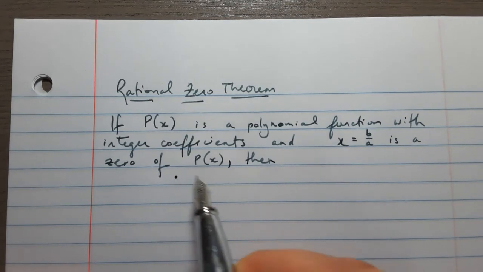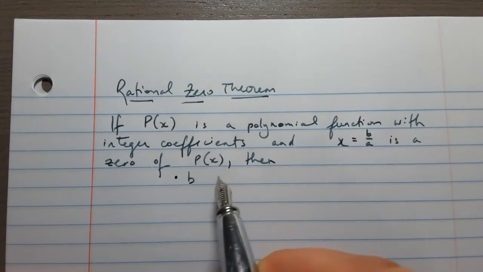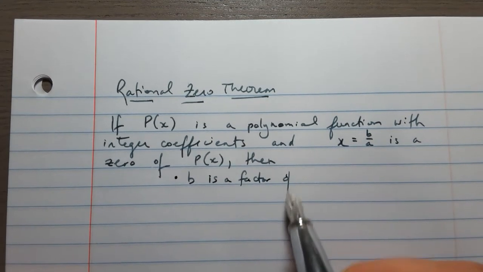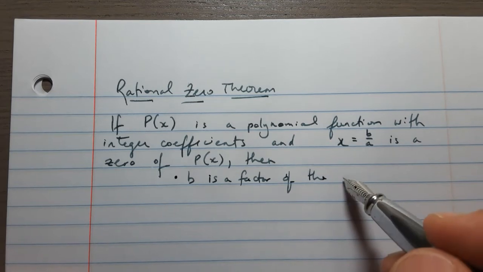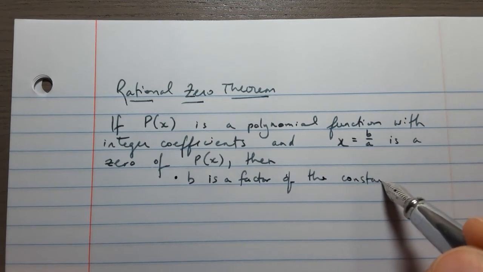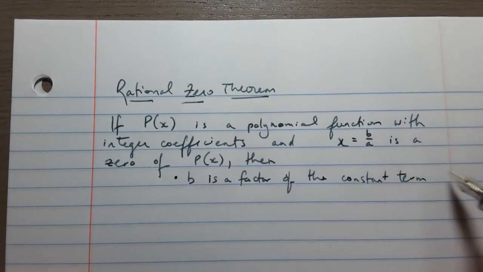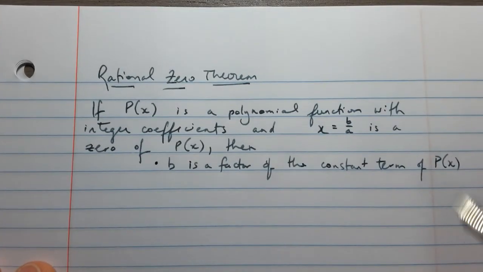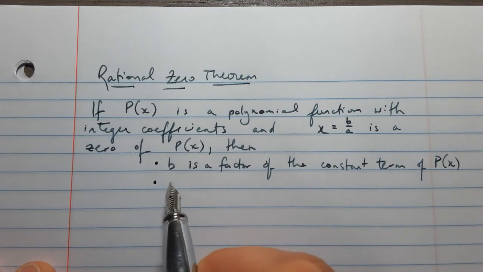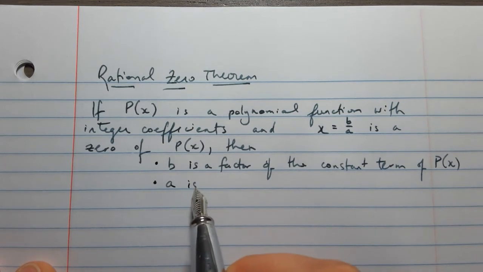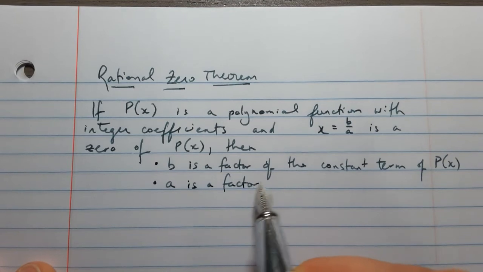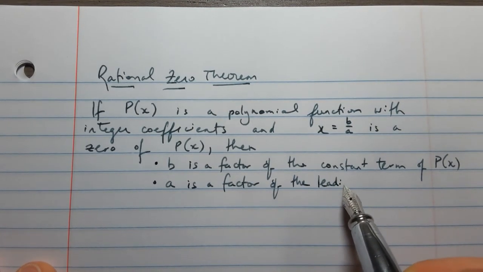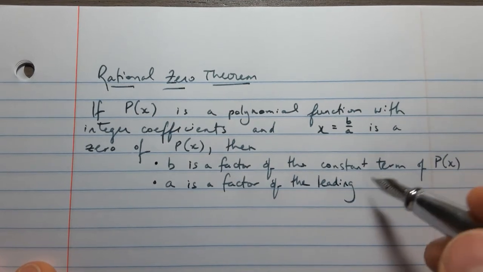a couple of things here, 3 things. B is a factor of the constant term of p of x. So that's just like the integral zero theorem. But here's the next part. A is a factor of the leading coefficient. So a goes into the beginning, b goes into the end.